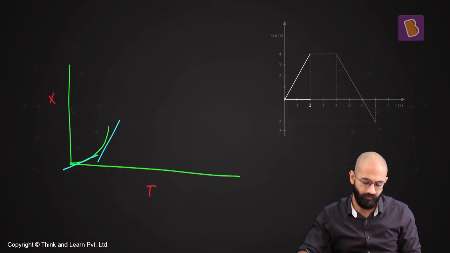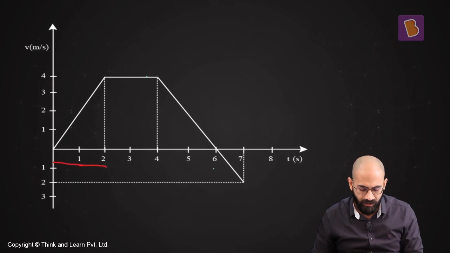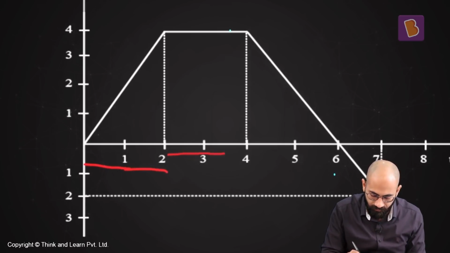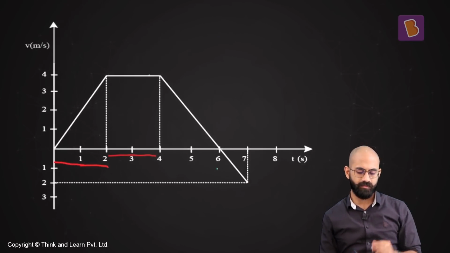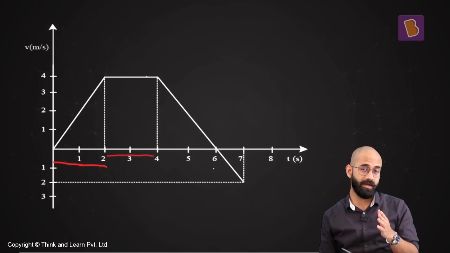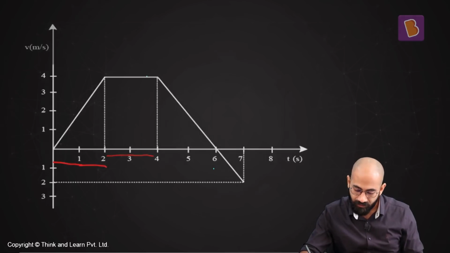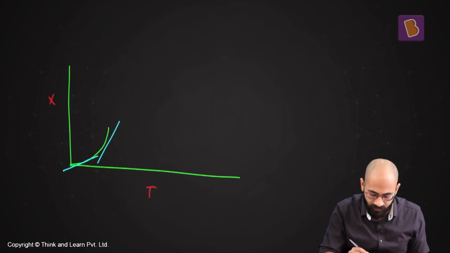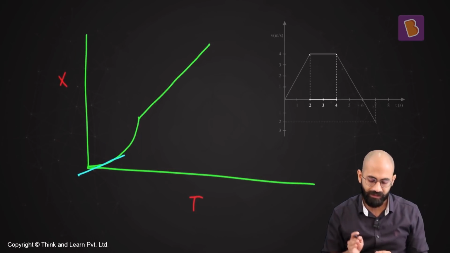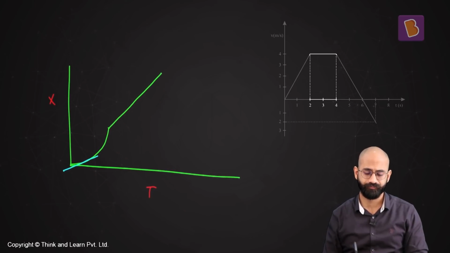Then, in the second part, you can see that over here, it's moving with a constant velocity. That is from 2 to 4 seconds. It's moving with a constant velocity, which means that its displacement should increase linearly, right? So therefore, it will be approximately somewhat like this. So if I remove this, the graph will be somewhat like this, increasing linearly, okay?